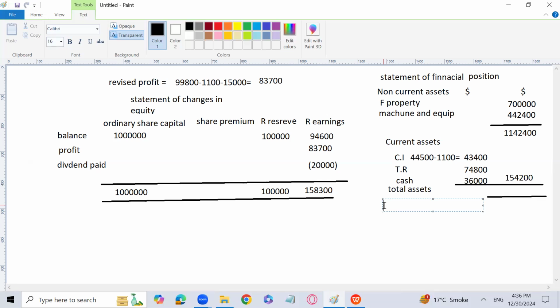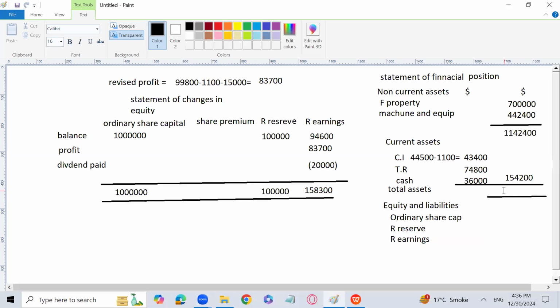Then comes the equity and liability section of the balance sheet. Equity includes, first of all, the ordinary share capital. Then there is going to be a revaluation reserve. General reserve used to come also, but I think it is not given over here. Same is the case with the share premium. It is also not given in the question.